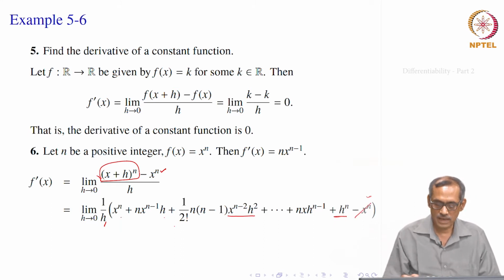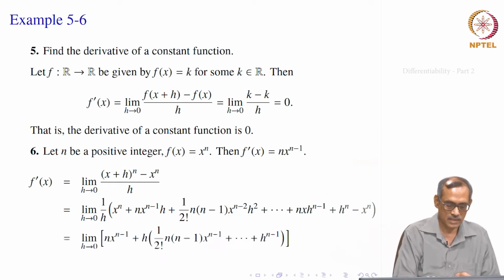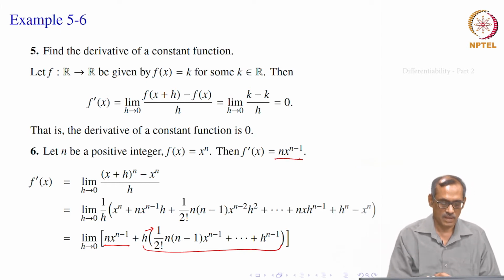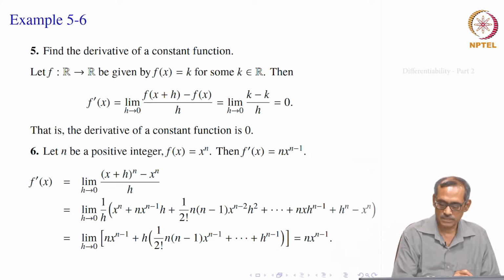Now, x to the power n and x to the power n have opposite signs, they cancel, and the h also gets cancelled. Now, you see that you have n x to the power n minus 1 plus h times a factor, since h is there in the remaining terms. So, h going to 0 means the whole factor goes to 0. Therefore, the limit is n x to the power n minus 1 as claimed. So, that is quite straightforward.